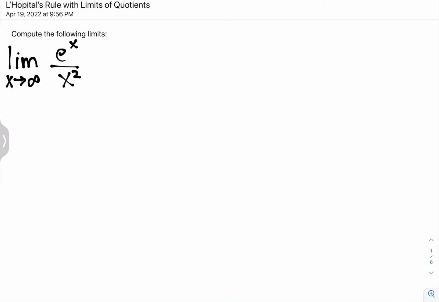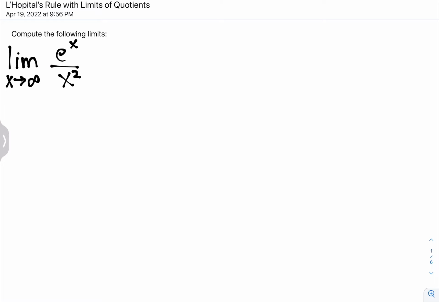Hello, hello. So today I'm going to be talking about L'Hopital's rule with limits of quotients. So what that means is if we have a limit on the left side here, and we're taking the limit of a quotient like e to the x over x squared, how can we find that limit?